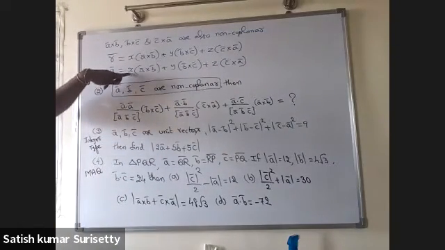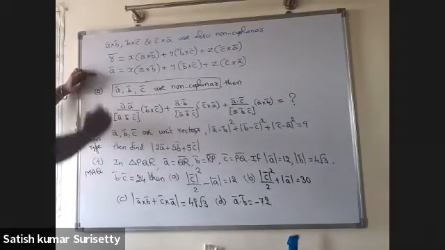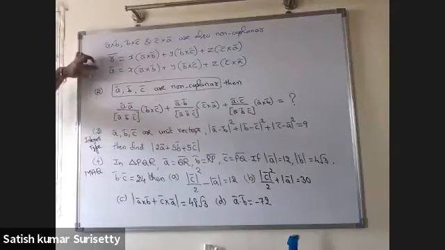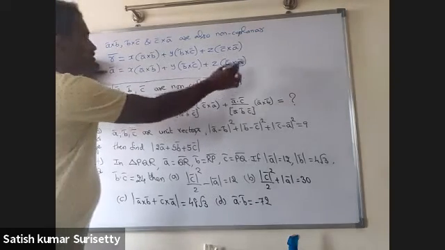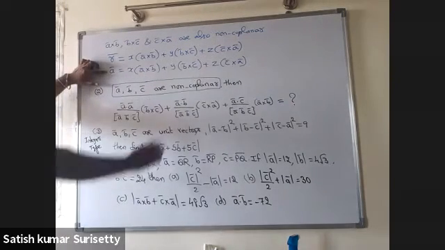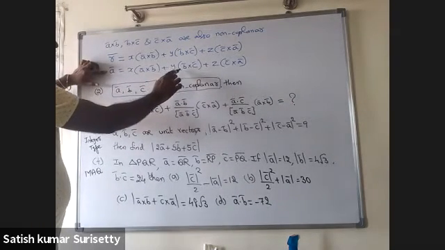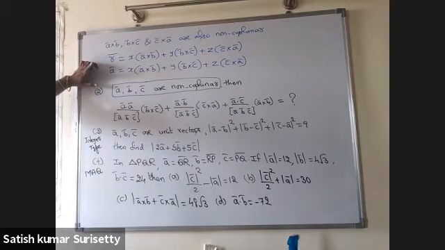Now to find y, take dot product with a on both sides. So when I take dot product with a on both sides, it will be a dot a, and this will be 0, and this is also 0, y into a dot b cross c. That means y into scalar triple product of a, b, c. So y equal to what? a dot a upon scalar triple product of a, b, c.